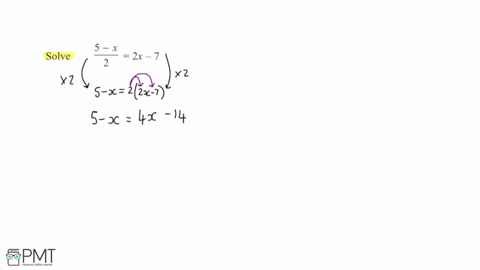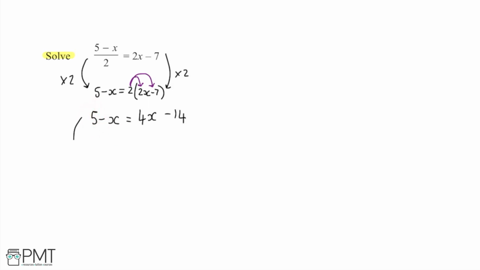So I now want to get all of my x terms onto one side and all of my numerical values onto the other side so that I can calculate a value for x. So if I want to collect my x terms together, I have a negative x on this side, so if I were to add an x to this side, I would end up with just 5 left over.